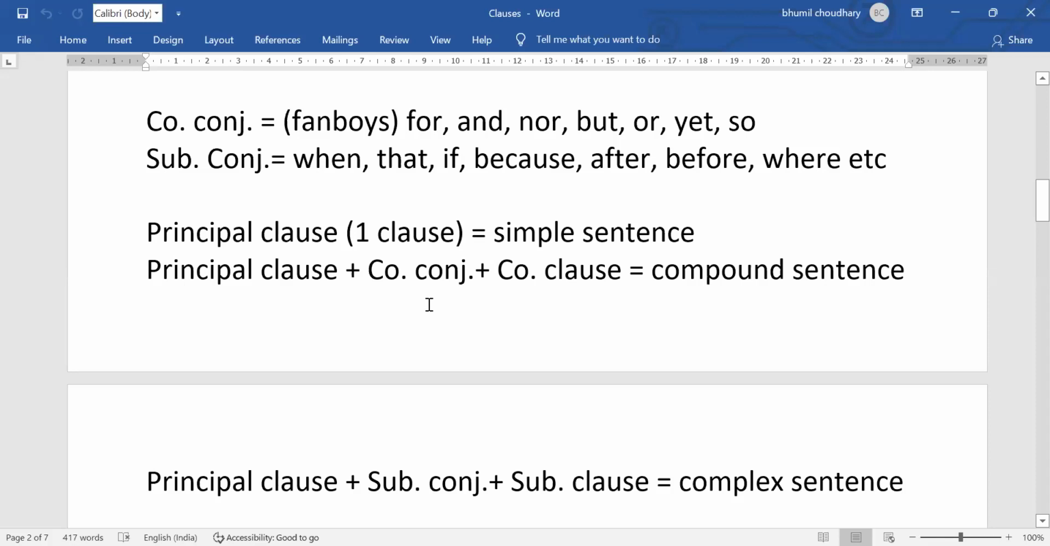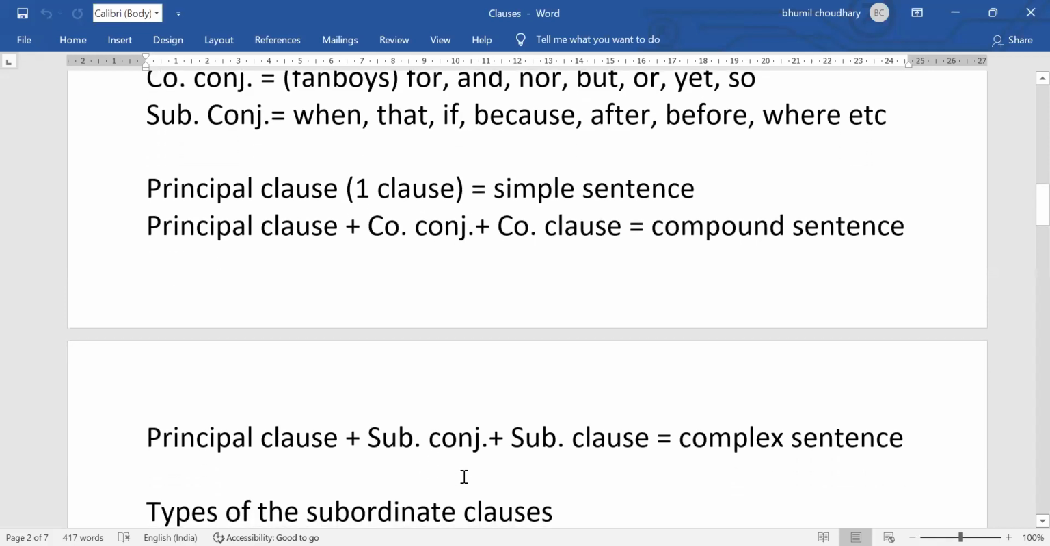This point I told you: if the conjunction is coordinate, then the clause after the conjunction is a coordinate clause. If the conjunction is subordinate, then the next clause is a subordinate clause, right?